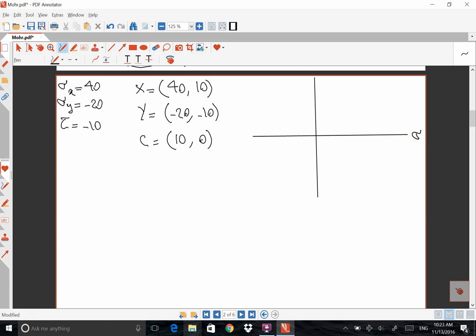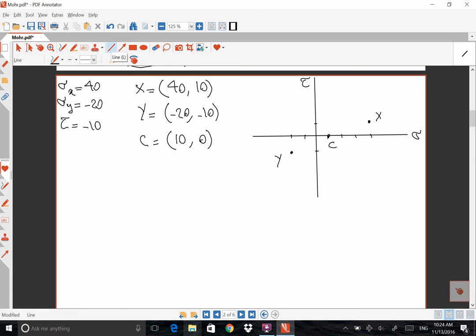This is my normal axis and this is my shear. Okay, point 40 and 10. So if it's 10, 20, 30, that's 40, and plus 10, so that's one point here. Point minus 20 and minus 10, that's the second point. So that's point X, that's point Y, and the center is 10, 0. This is the center. So I showed the three points in the system.